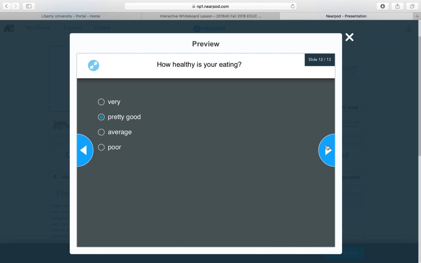A poll for the students to assess themselves and their own lifestyles so they can interpret and apply whether they're healthy or not. So kind of moving up Bloom's taxonomy.